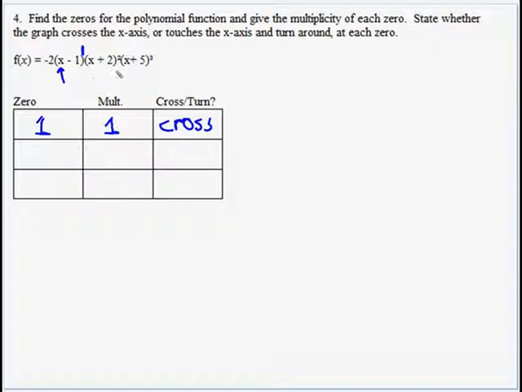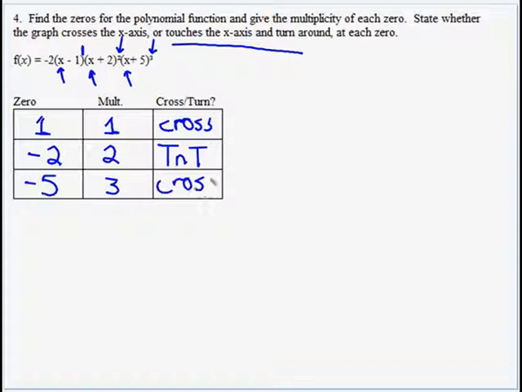Next one, x plus 2 equals 0. Well, that zero would be a negative 2. The multiplicity of that zero is 2, even. Even multiplicity means we touch and turn around. Touch and turn, TNT. Last zero, x plus 5 equals 0. We would subtract 5 from each side and get our zero at negative 5. Multiplicity here is 3, which is odd and means we cross the x-axis.